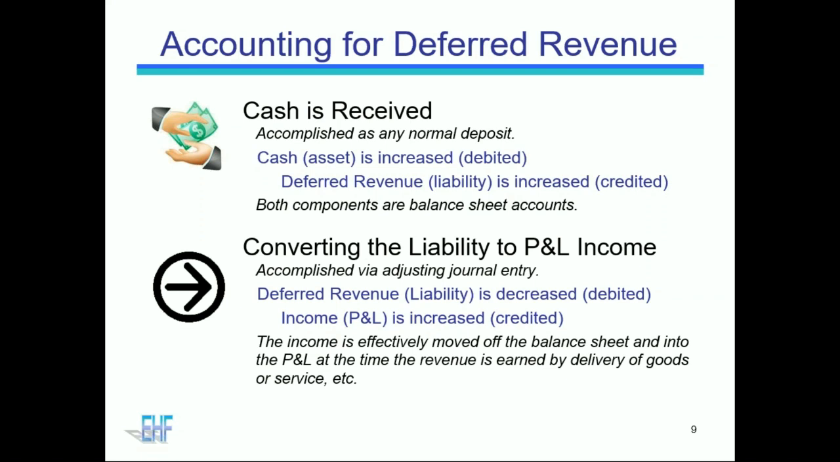When you've earned the revenue, you convert it from the liability to profit and loss income. That's accomplished by using an adjusting journal entry, and the deferred revenue liability is decreased and the income is increased. The income effectively is moved off the balance sheet and onto the P&L at the time the revenue is earned by delivery of the goods and services provided.